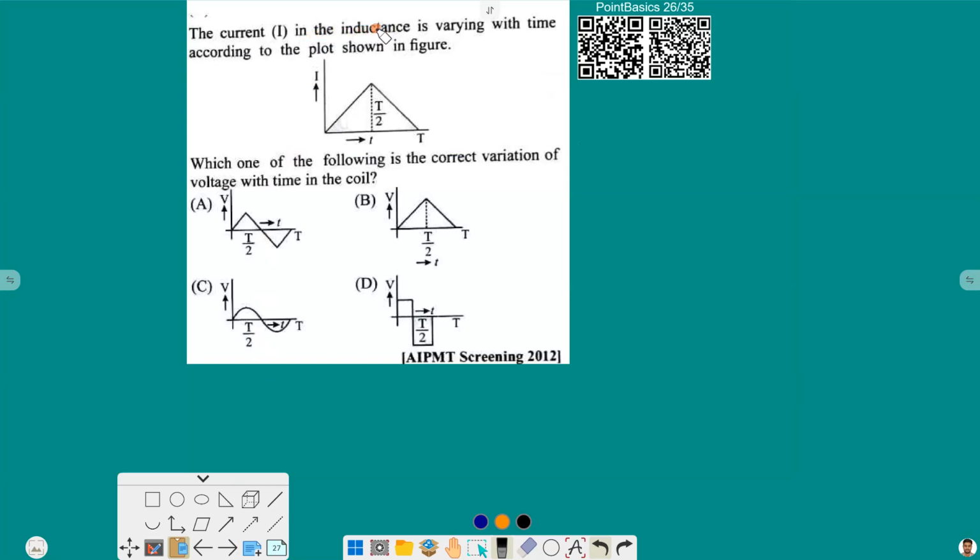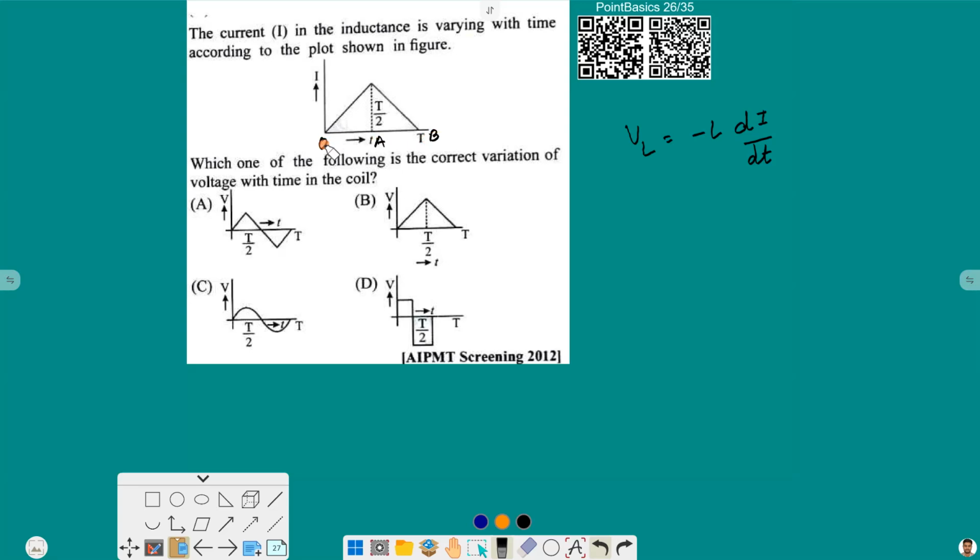The current I in the inductor varies according to this plot. So this is our source current, and we have to find the correct variation of voltage with time in the coil. The voltage induced inside the inductor is given by minus L di by dt, and here we are discussing the induced voltage, as it is not mentioned in the question, but normally we assume it will be the induced voltage. So let's mark some points O, A, B.